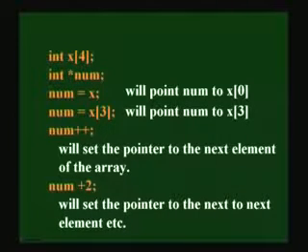As I said, there is some pointer arithmetic: num plus plus and num plus 2. Num plus plus sets it to the next element. If you want to go 2 elements ahead, you can say num plus 2, so it sets the pointer to 2 elements ahead.